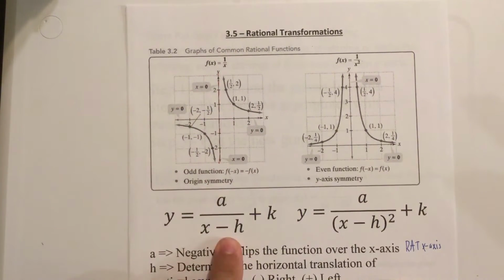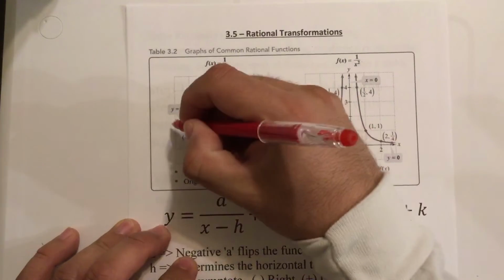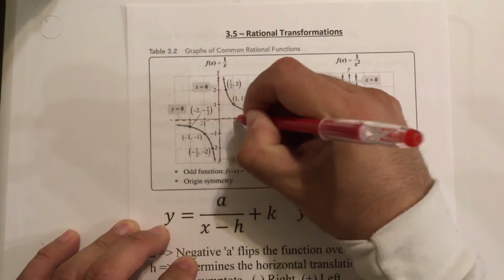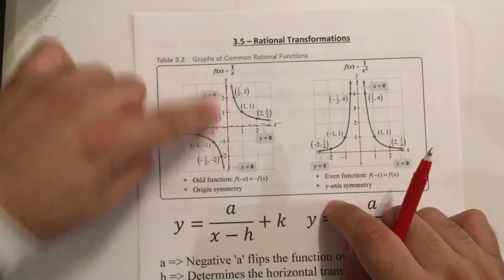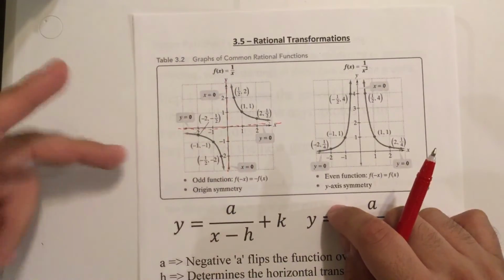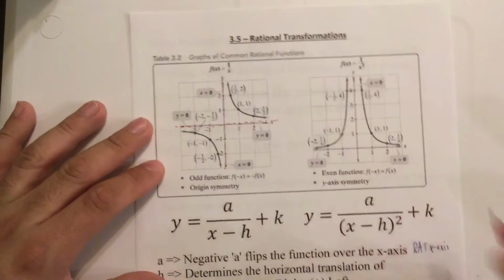And remember, it's always the opposite of what we see. The k value takes this horizontal asymptote at y equals 0, and it moves the horizontal asymptote up and down. And as it moves left, right, up, and down, the branches do move with the asymptotes.